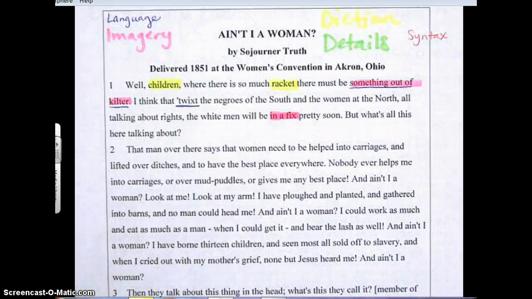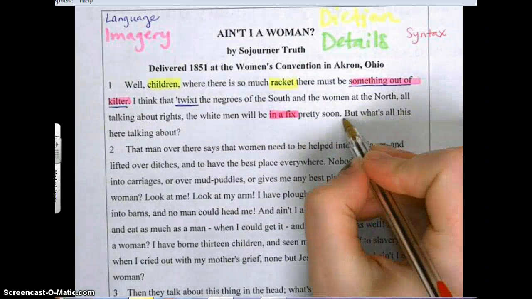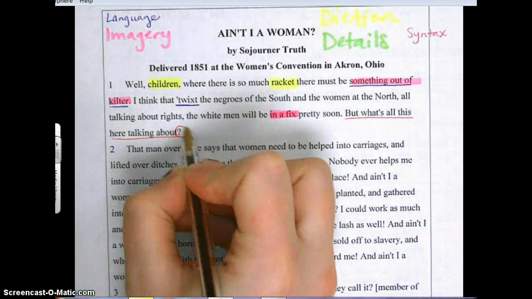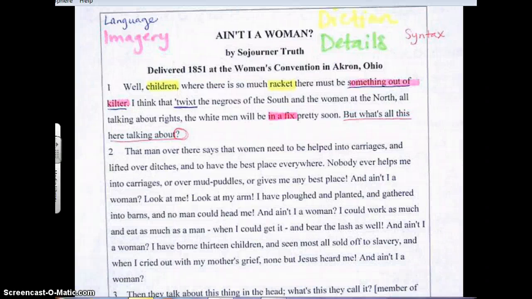There's a very good example of what we would call a rhetorical question, a question that's not meant to be answered. And you'll remember rhetorical questions, uses of question marks can be syntax. So I'm going to make that red. Okay, let us move on to the second paragraph.